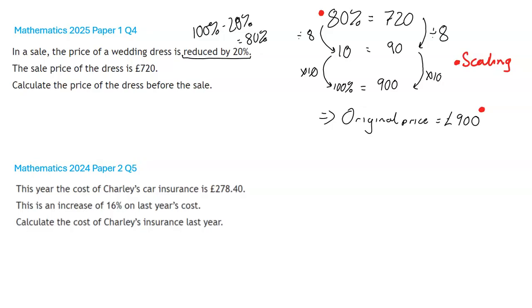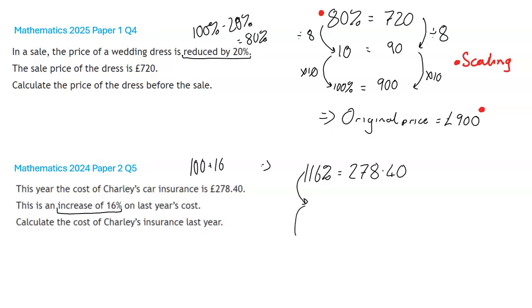If we look at the second one though, this is now a calculator question, and you'll notice there's slightly more complex numbers. It's 278.40 and an increase of 16% rather than a nice round 20% in that one. But it doesn't change our steps. The first thing we have to do is figure out what percentage we now have. Well, an increase of 16%, that's the equivalent of doing 100 plus the 16. So what that tells me is I now have 116%. And that equals the amount I've got, which is £278.40.